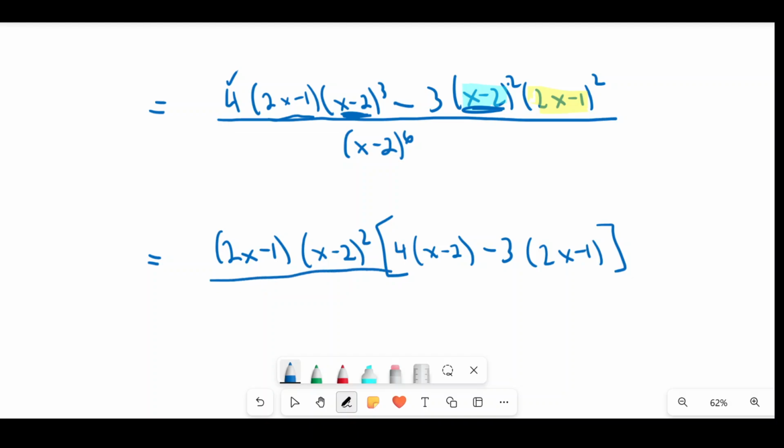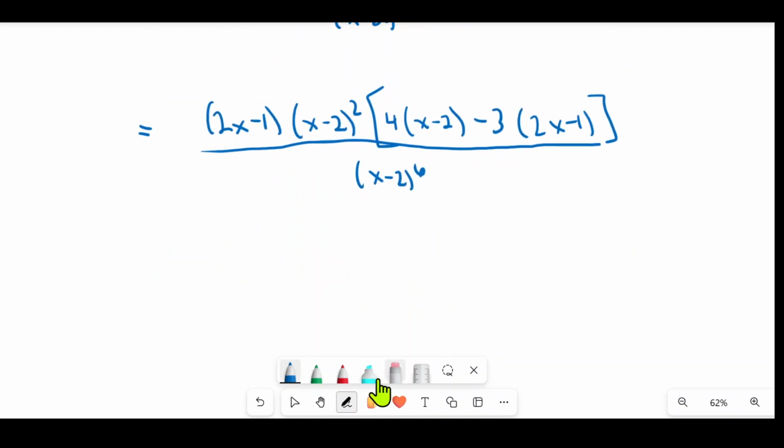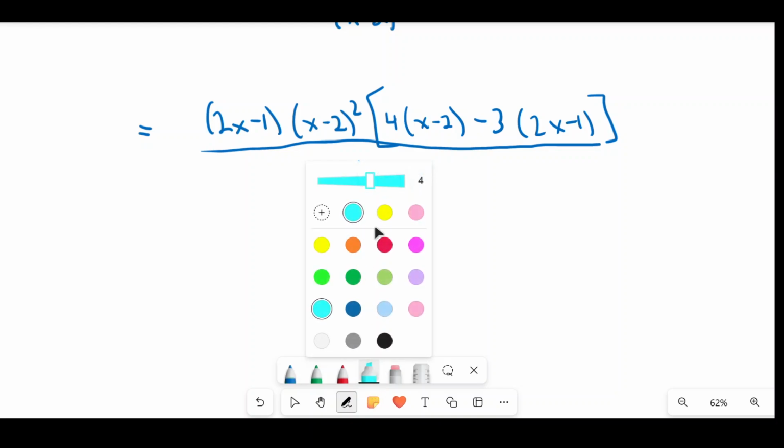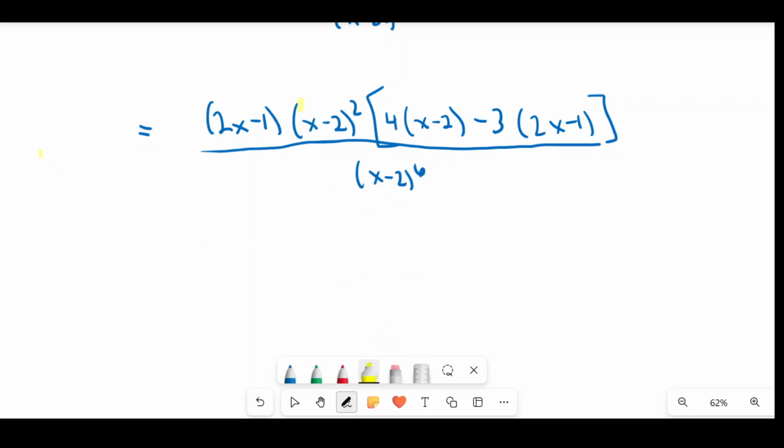And then we can't stop writing the denominator because otherwise we can't use that equals sign. And so one thing you'll notice is I know I have a bracket to clean up, but before I even look at that, because I common factored that x minus 2 squared, I can simplify that because I have x minus 2 to the 6 in the denominator.